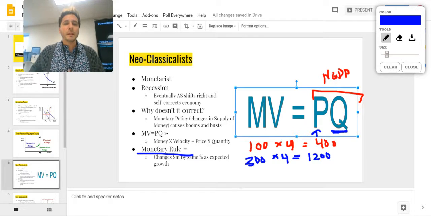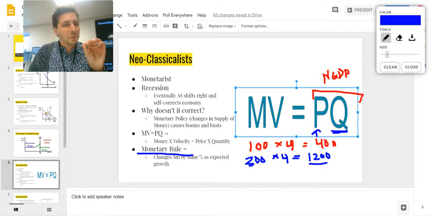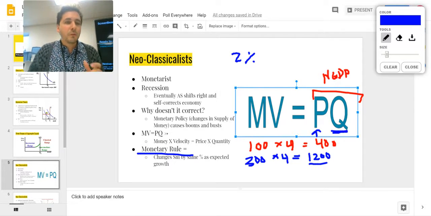So instead, there should be a monetary rule. A monetary rule means that the Federal Reserve cannot willy-nilly change this money supply, because it creates bubbles. It creates this kind of fool's gold of changing nominal GDP, but not real GDP. So instead, the monetary rule says that the change in supply should be the same percentage as the expected percent change in real GDP, or expected percent change in growth. So if there's a 2% expected change of growth, then the Federal Reserve should increase the money supply by 2%. If there's a 10% expected growth rate, then the money supply should change by 10%.